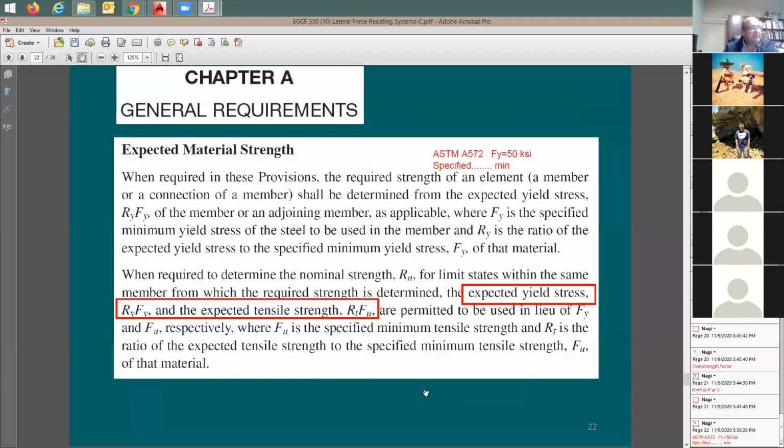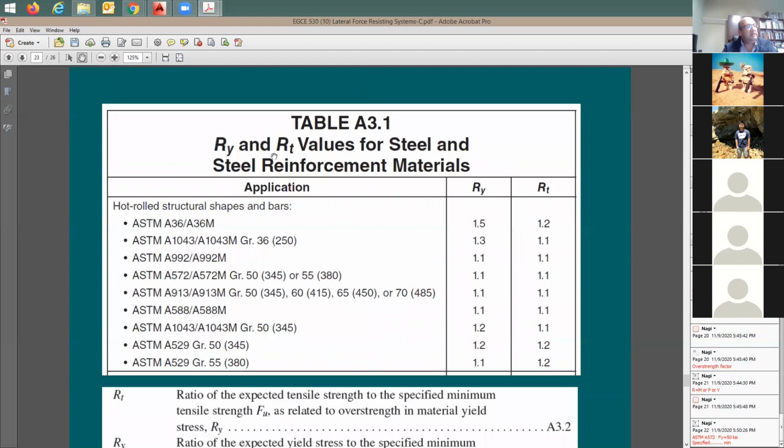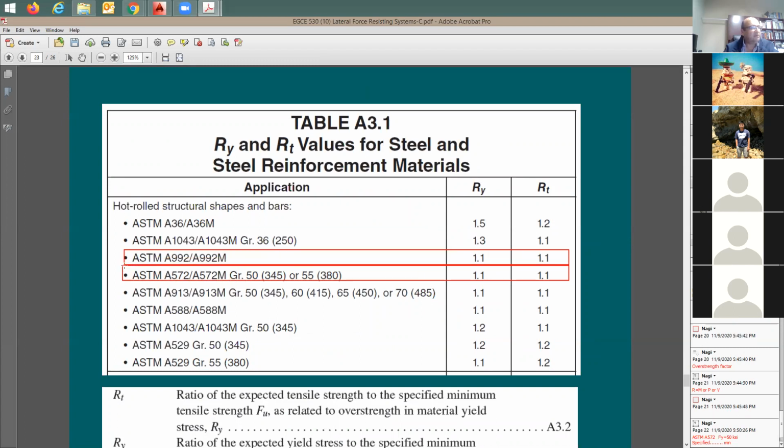So the code says you're going to have this magnification factor, R sub Y and R sub T. And they say in this table, A3.1, it's going to be based on the steel that you use. The steel that I'd like to use here is going to be the A992, the one that you're going to see in the code, the one available nowadays. And also A572 is going to be one of these two.